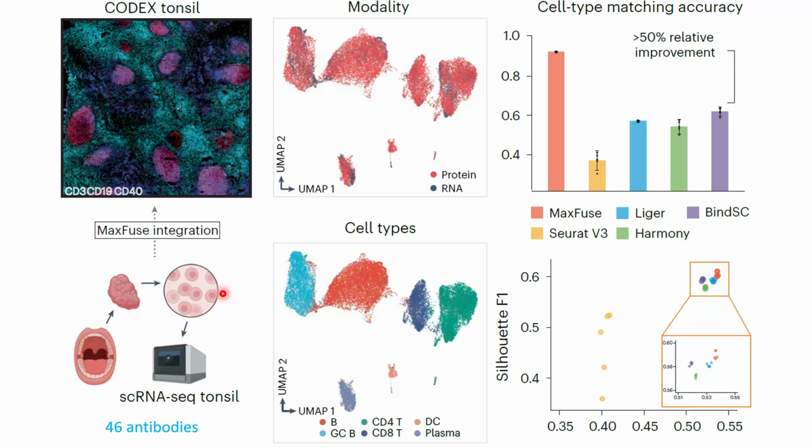At the moment, there is no package that can integrate CODEX data with RNA-seq data. They demonstrated in this paper that using the MaxFuse package, they can integrate CODEX data with RNA sequencing data. You can see in this dataset it has 46 antibodies, and they compared other methods such as Liger, BindSC, Seurat, and Harmony. You can see MaxFuse performs much better than other packages for integrating CODEX data with RNA sequencing data. After this video, we will use the CODEX and RNA dataset as the example to show you how to integrate protein and RNA data using the MaxFuse package.